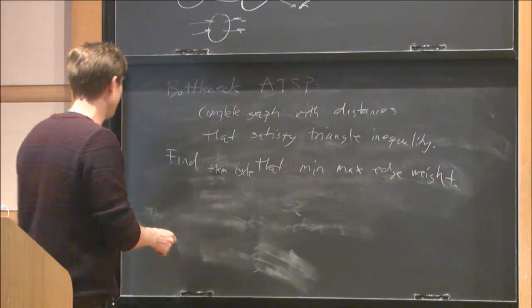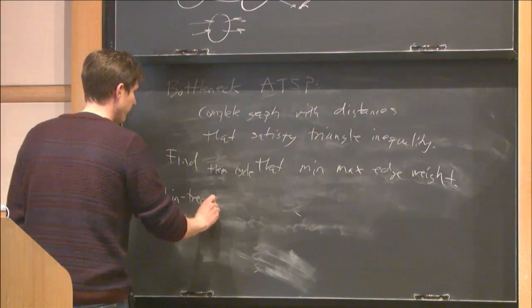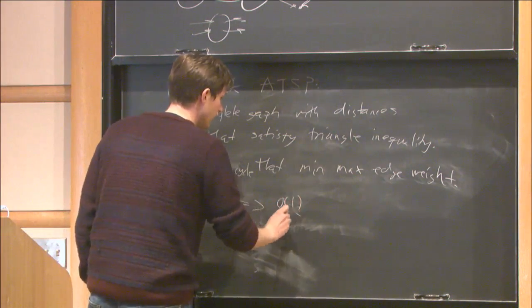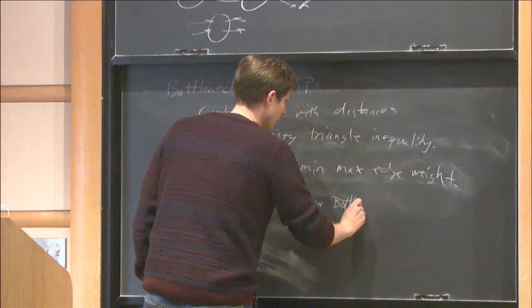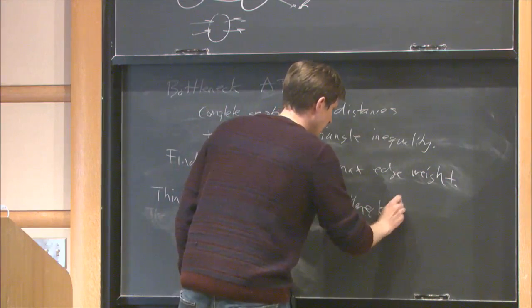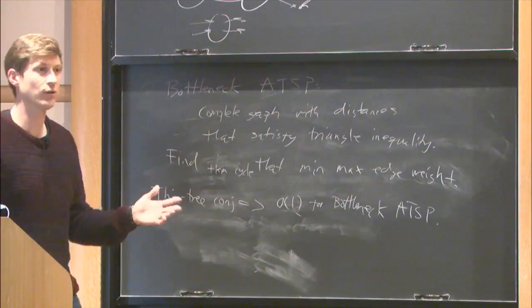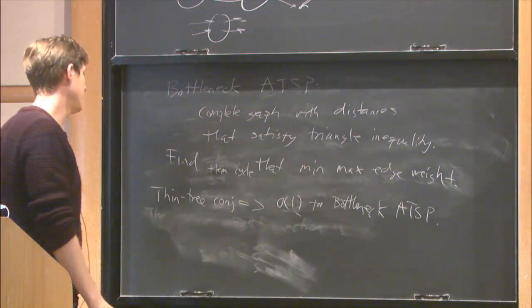But interestingly, the thin tree conjecture implies a constant for bottleneck ATSP. So what's the best known again, log? The best known is what is known for thin trees. So log n over log log n constructively, polylog log n non-constructively.